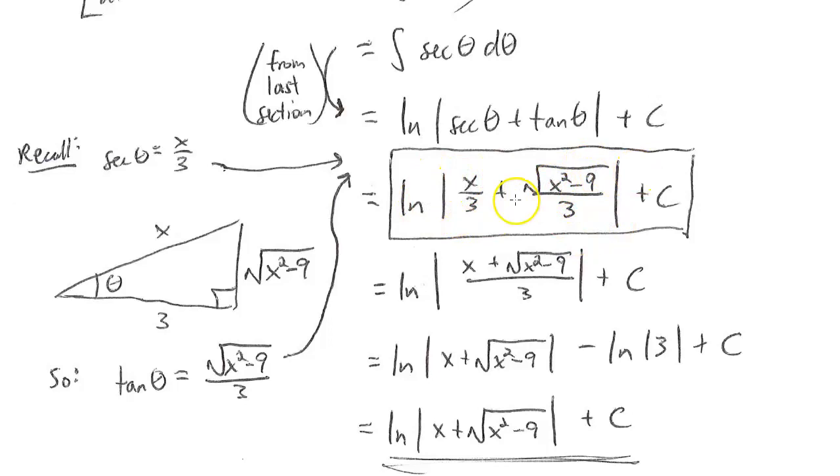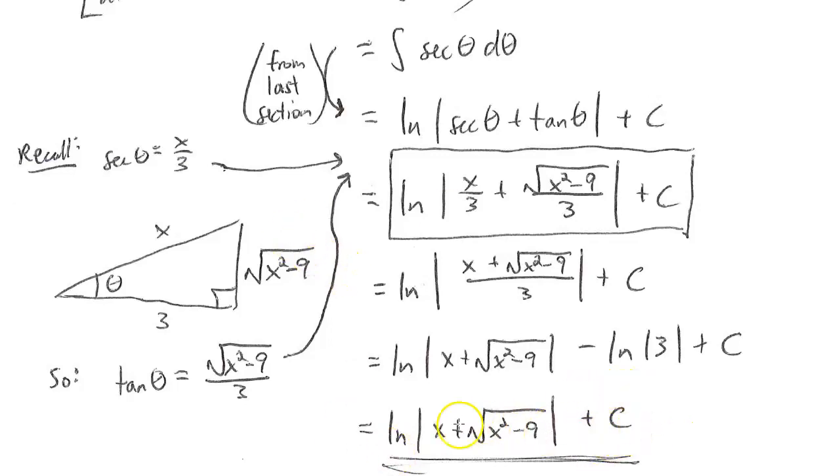Now, this is actually a problem in the book, and I looked at the answer in the back of the book, and it said this. And I was like, why would they put this? Well, what they did was they rewrote this. Since both of these are over 3, they gave a common denominator there. And then they used the quotient property of logarithms. So the absolute value of a quotient is the quotient of the absolute values. And then you could do natural log of the top minus natural log of the bottom. But the natural log of 3 is just a constant, and so you can absorb that into the constant c. So this constant technically is different than this one, but it's still just plus a constant on the end.